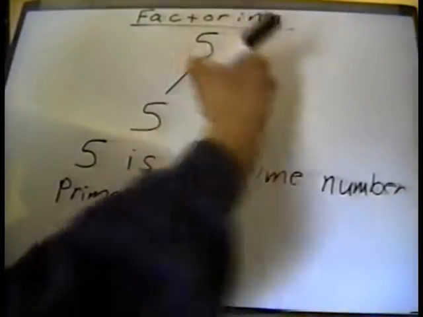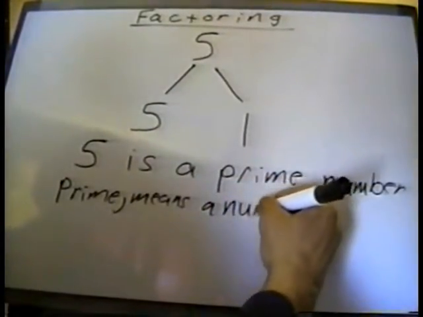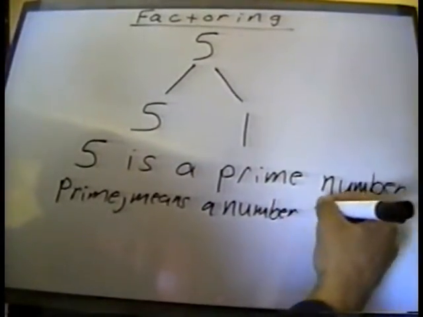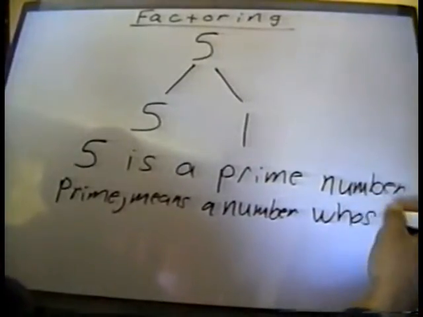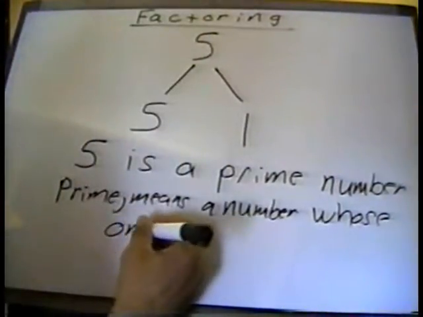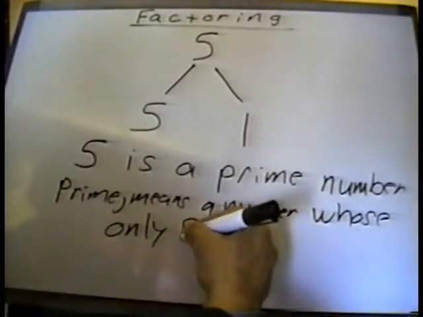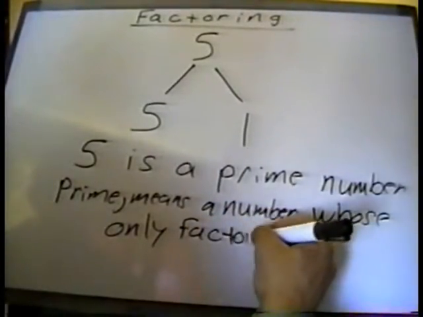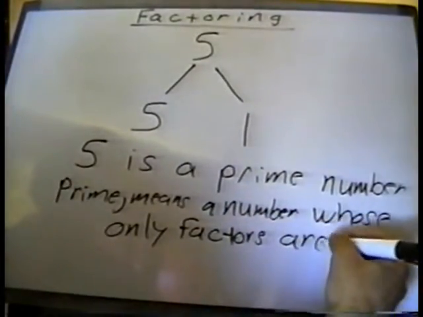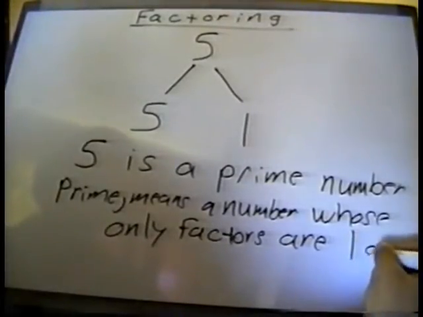And prime means a number whose only factors are 1 and itself.